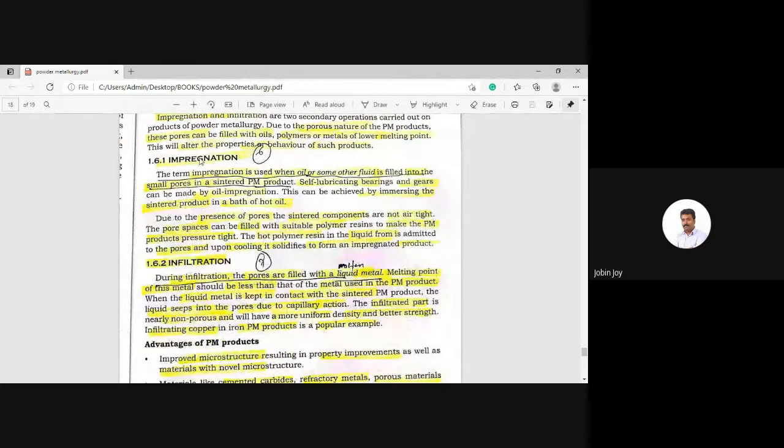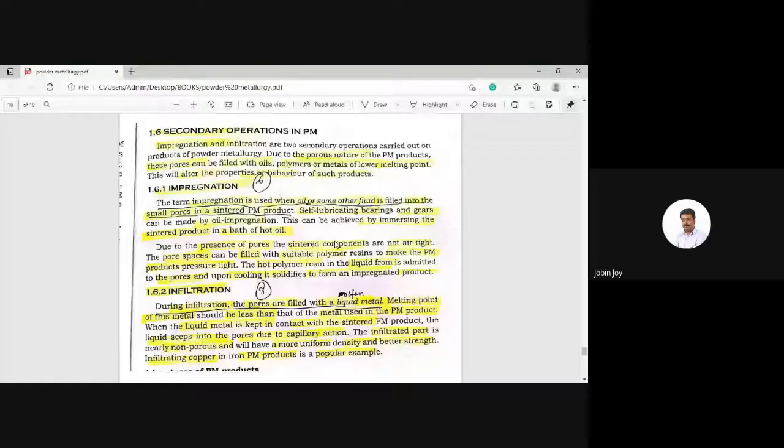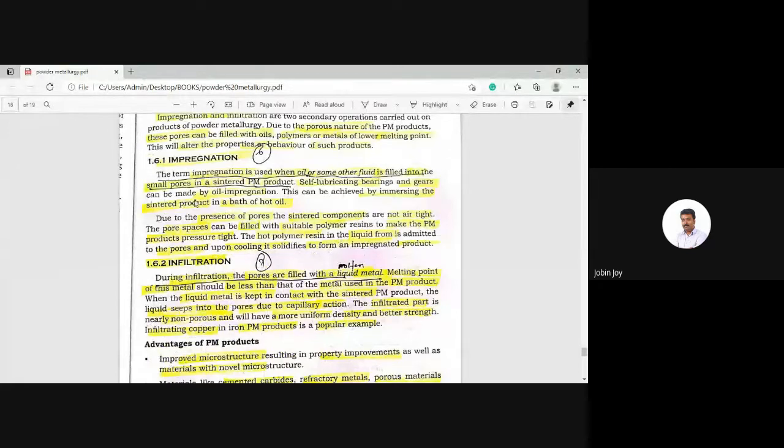The term impregnation is used when oil or some other fluid is filled into the small pores in a sintered powder metallurgy product. So in these pores, we fill the oil or some other fluid after the sintering process. That is called impregnation. Self-lubricating bearings and gears can be made by oil impregnation.